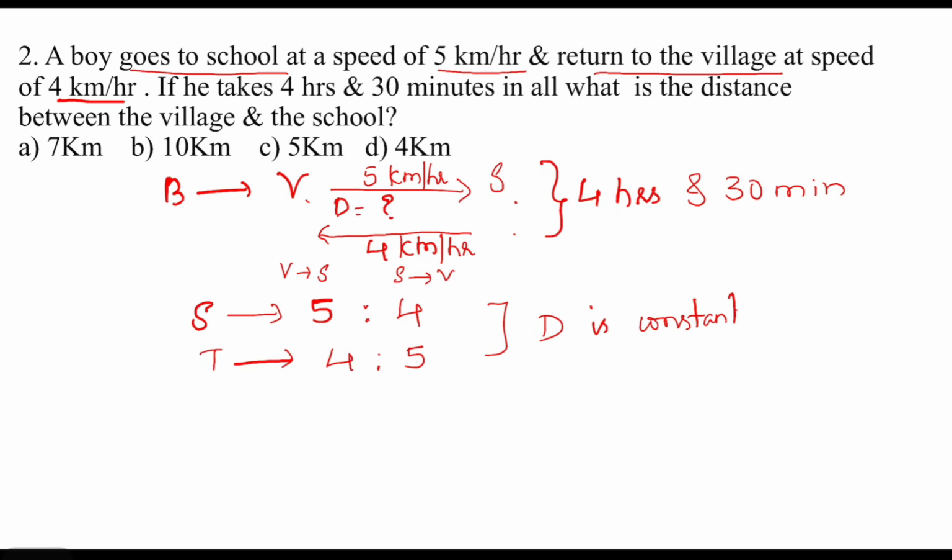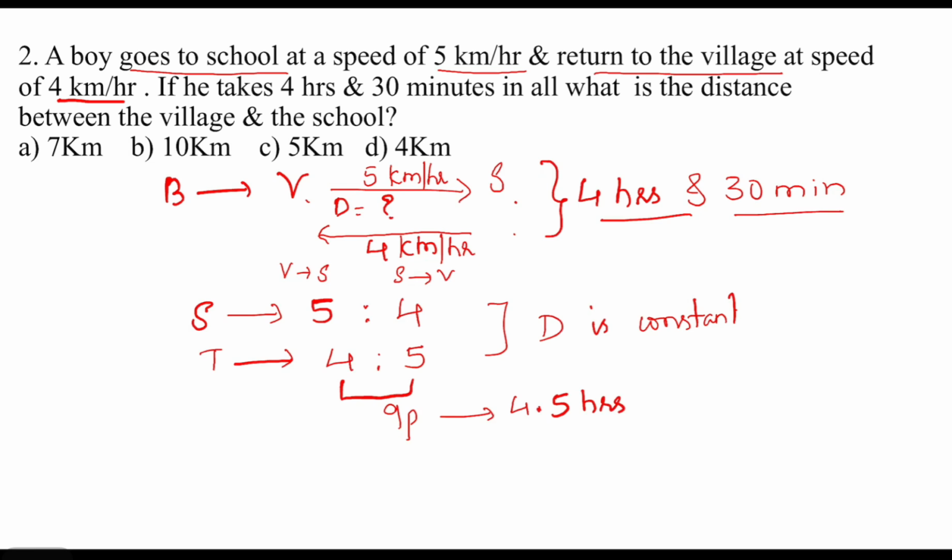Then we know that total time he is taking is 4 hours 30 minutes. So total time in ratio it is how much? It is 9 parts, isn't it? 4 plus 5 is 9 parts. So 9 parts is equal to 4.5 hours.